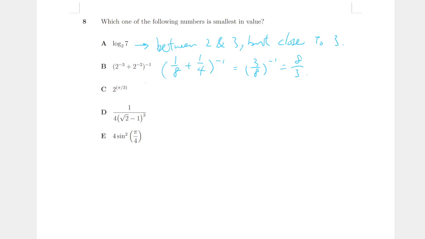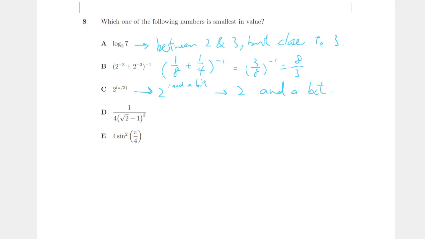Okay, how about C? What do I know about C? So pi divided by 3, well, pi is 3 and a bit, right? So this is basically 2 to the 1 and a bit. So 2 to the 1 and a bit means it is 2 and a bit. Okay, great. How about D? Now, D looks pretty bad. So let's go back to it.